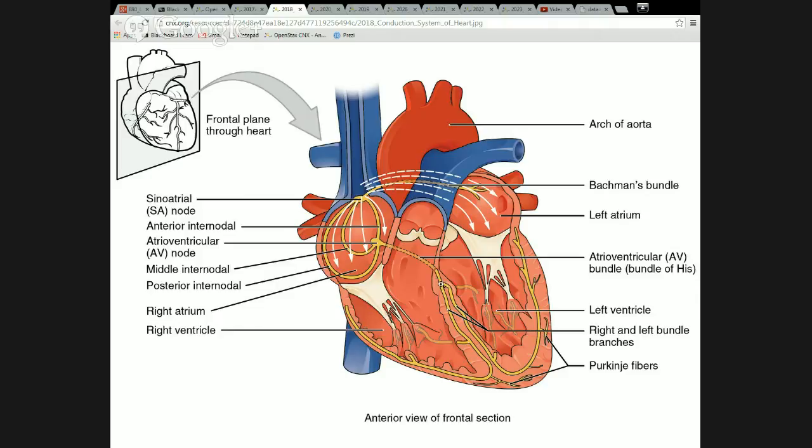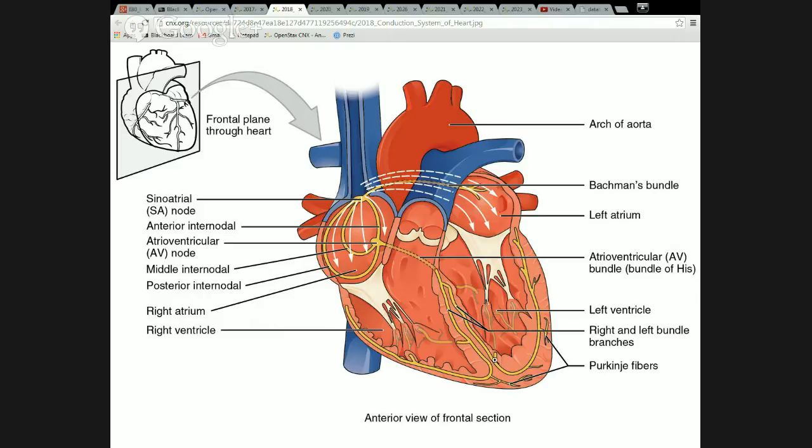The AV bundle then, once it reaches the interventricular septum, will branch into a right and left bundle branch. So we're looking at the right and left bundle branches that continue on down the length of the septum to the apex of the heart, or the pointy corner of the heart.